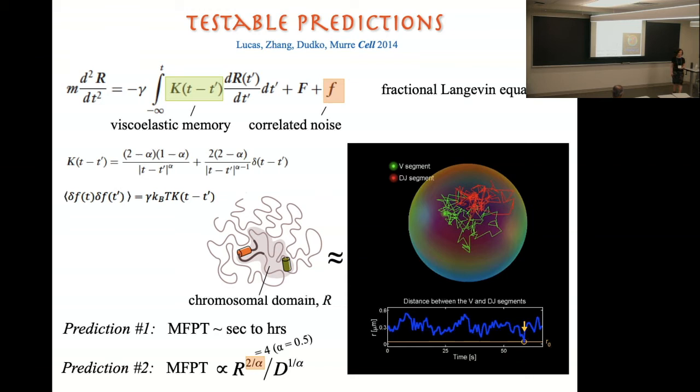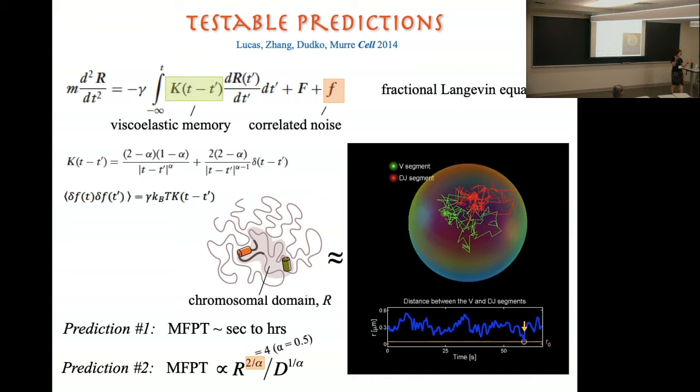Alpha is an exponent? I'm sorry? Alpha is an exponent. Yes, it's the same alpha, the subdiffusive exponent. Absolutely, yes. And what initial distribution do you use? Right, and so then what we can do in simulations is to explore the initial distribution.